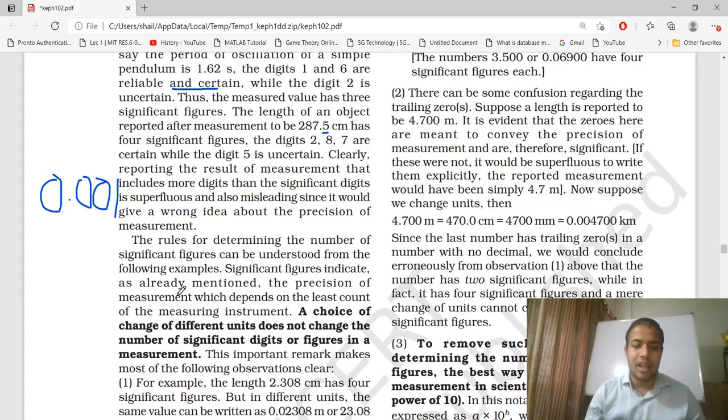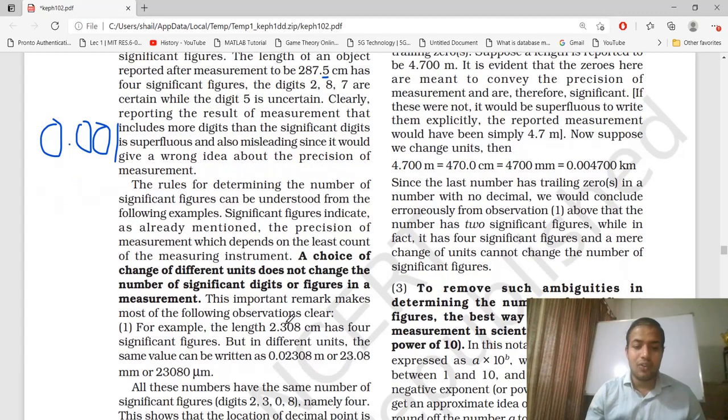Significant figures indicate, as already mentioned, the precision of measurement, which depends on the least count of the measuring instrument. A change of units does not change the number of significant digits or figures in a measurement. This important remark makes most of the following observations clear. For example, the length 2.308 cm has 4 significant figures, but in a different unit, the same value can be written as 0.02308 meter, 23.08 millimeter, and 23080 micrometer.